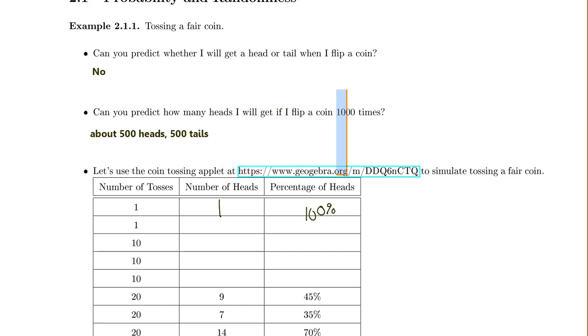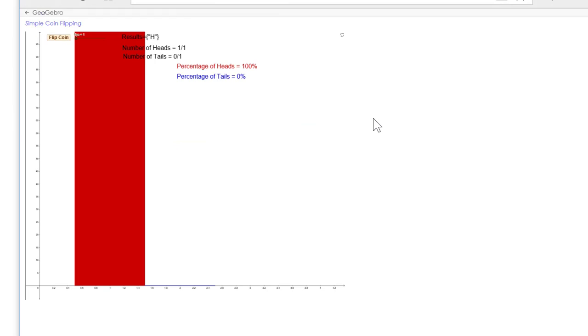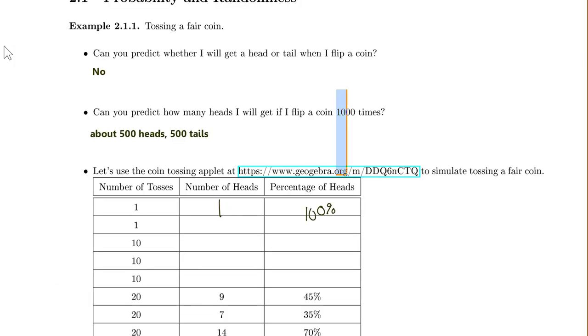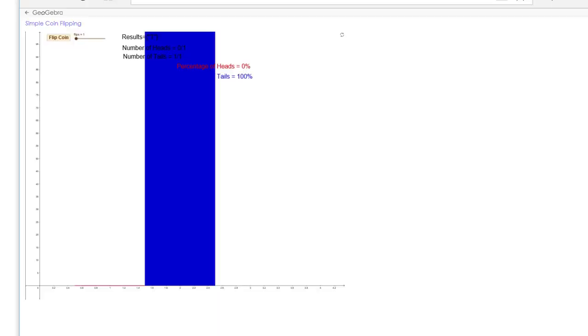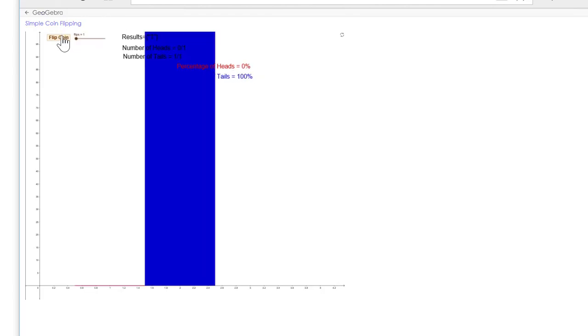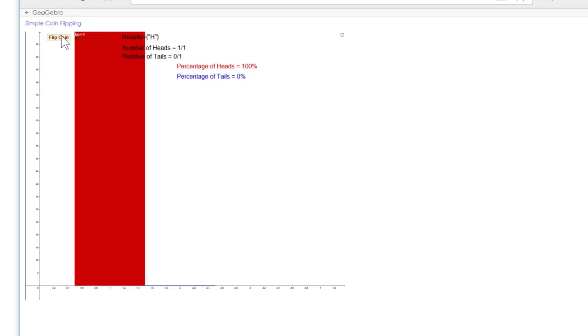Let's go back to my applet and try again. Let's flip the coin again, and I got tails. So this time I got 0 heads, so 0% heads. So it seems like if I'm only flipping 1 coin, the percentage of heads is going to change a lot. See here in red, it puts the percentage of heads. So we're at 100%, 0%, 100, 0. It's kind of hard to predict how many heads you'll get, right? It just seems to change a lot.